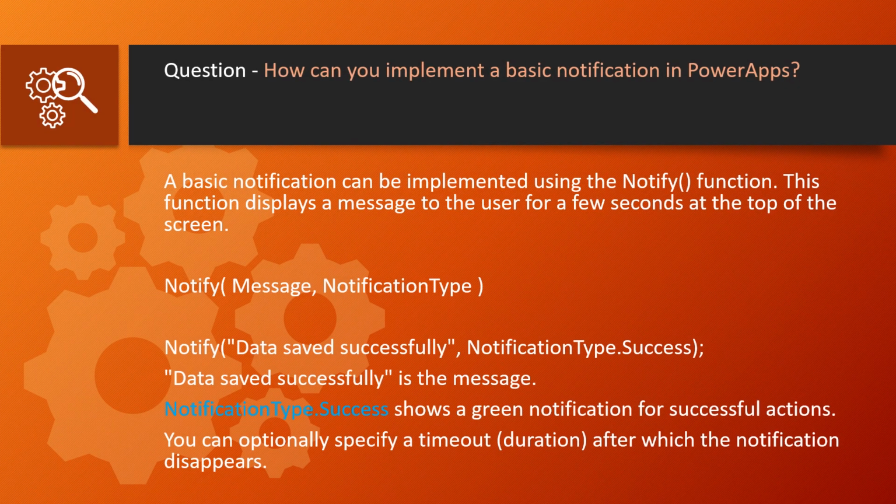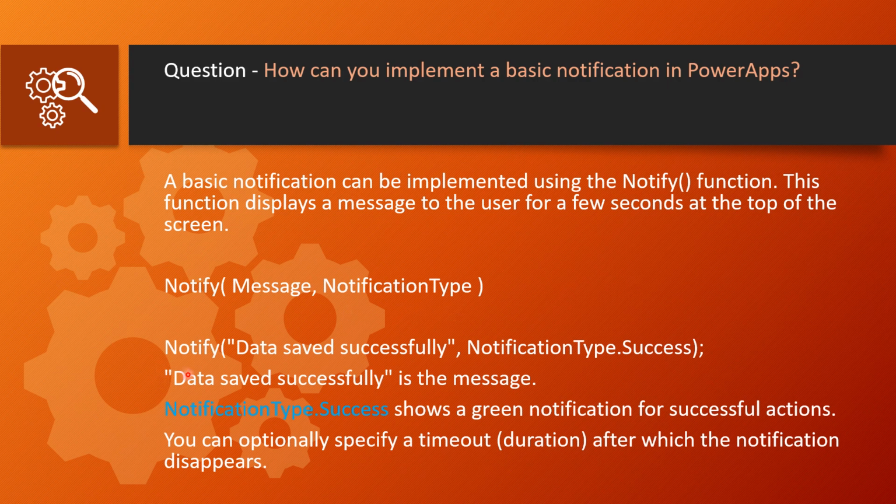Next question is, how can you implement a basic notification in Power Apps? A basic notification can be implemented by using the Notify function, and definitely this function will display a message to the user for a few seconds at the top of the screen. We can use it with these parameters: message, then notification type.